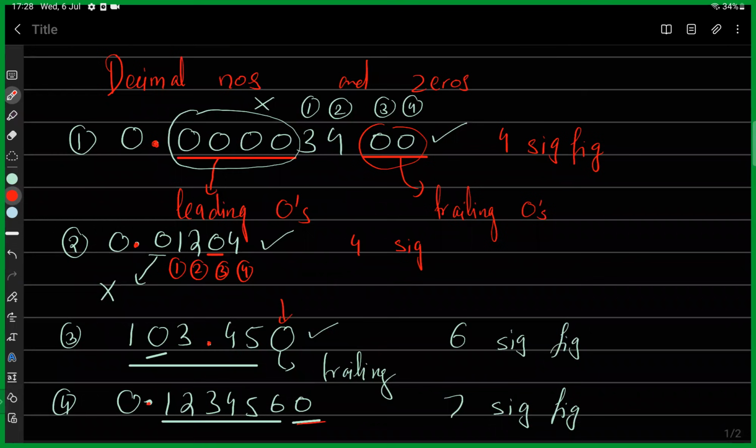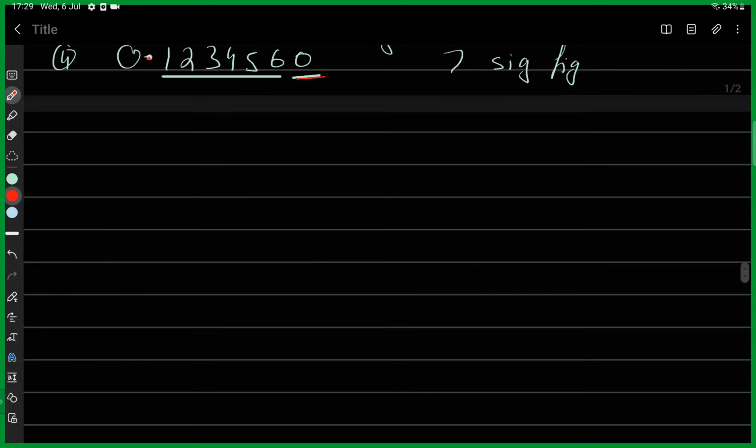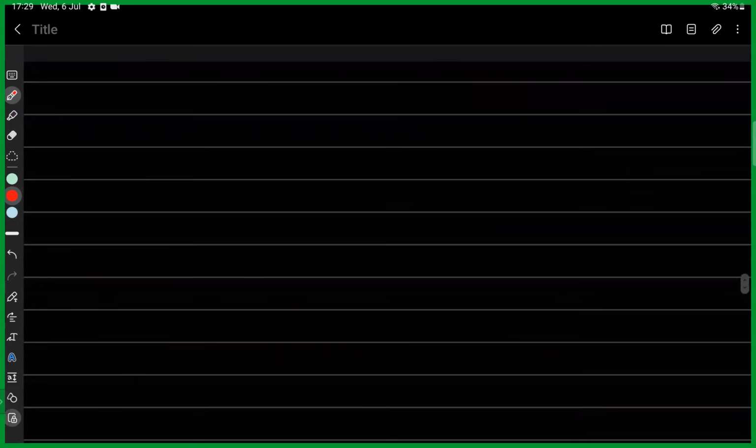Okay, great. So this is basically used for rounding of numbers. Here is basically how estimation is used. Now let me just take out another page. Now let's discuss rounding.